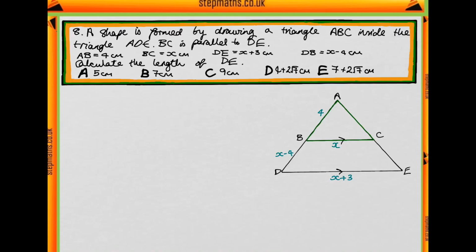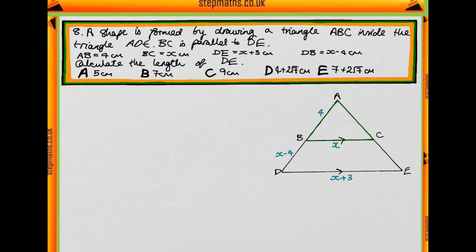This is question 8 of the Natural Sciences Admissions Assessment Specimen paper. So in this question we have a shape which is formed by drawing a triangle ABC in green inside the triangle ADE. We have that BC is parallel to DE, so we've drawn little arrows to show that they're parallel. We're also given some lengths, some in terms of x and some not.